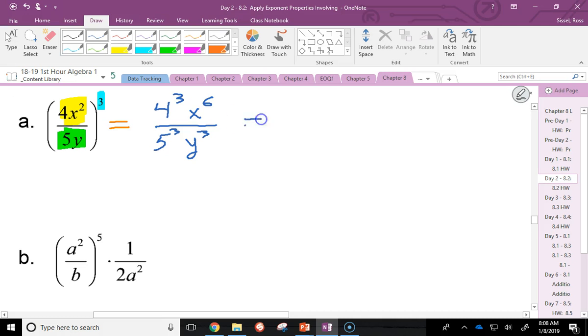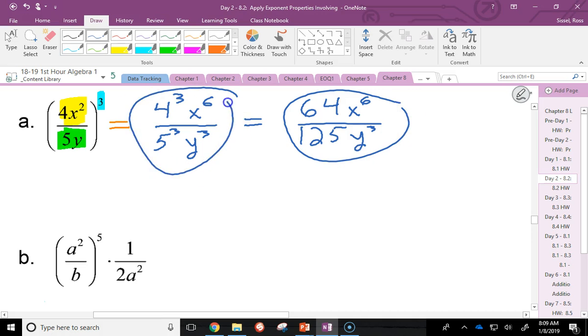If you went ahead and made this 4 cubed is 64, x to the 6th. 5 cubed is 125, y cubed. I know my x to the 6th and y to the 3rd cannot simplify them. But if I look at 64 over 125, only look at 64 over 125, can we simplify those? If no, we just leave. That is our final answer. So I would take either one of these two.